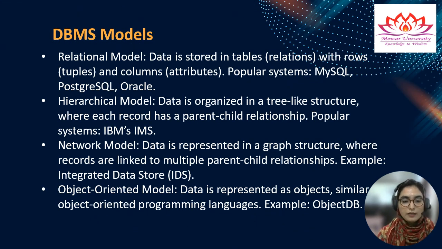Then database models. A DBMS comes in different types based on how data is organized. First is the relational model. Data is stored in tables with rows and columns, for example, MySQL and SQL Server. Then second is the hierarchical model. Data is organized in a tree-like structure similar to a file system. Then there is the network model. Data is represented in a graph structure where records are linked in multiple ways. And then the object-oriented model. In this, data is represented as objects, much like in object-oriented programming languages.